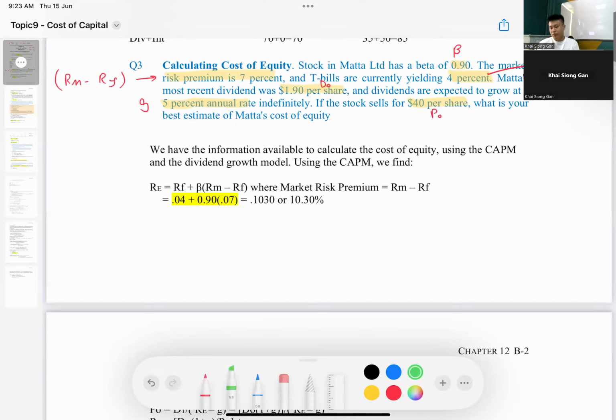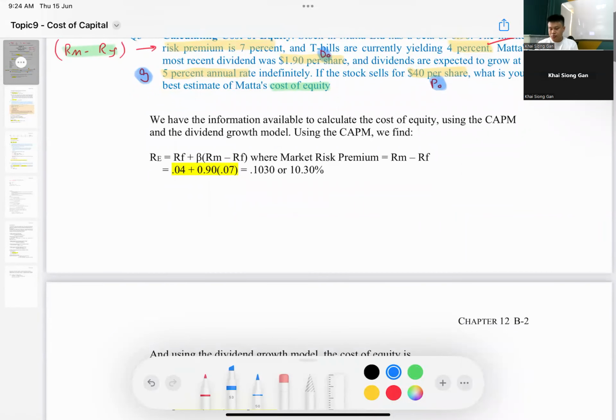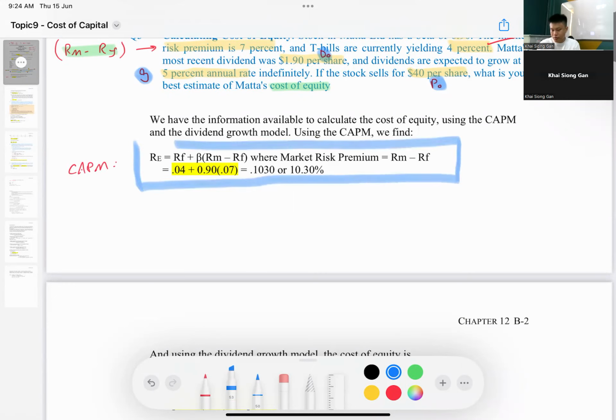Now you have two pieces of information: one following the CAPM and one following the dividend growth model. So how? Calculate both and then find the average. Therefore, for the first one, I calculate using the CAPM formula. This is the part where we use CAPM.